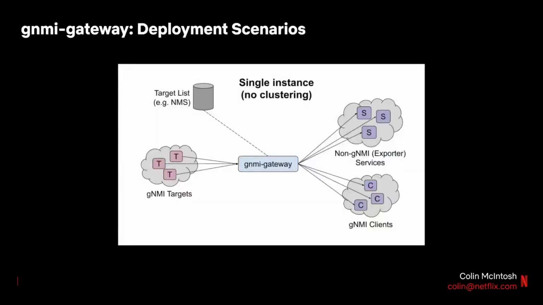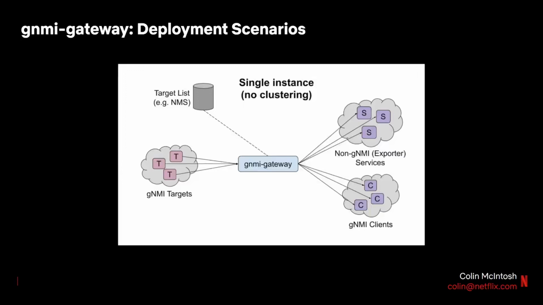To start out with the simplest deployment scenario, we have just a single instance of GNMI Gateway with no clustering enabled. This is useful for testing the service out or for situations where high availability just isn't required. Here, we have a single instance of GNMI Gateway that uses a target loader to pull in a list of targets to connect to. GNMI Gateway will make all of the connections to the GNMI targets that are on the left-hand side of this diagram.